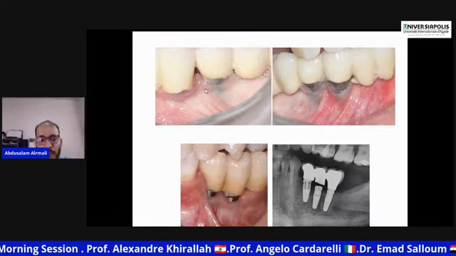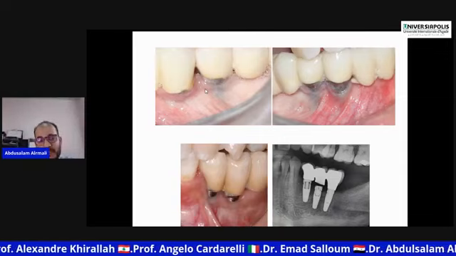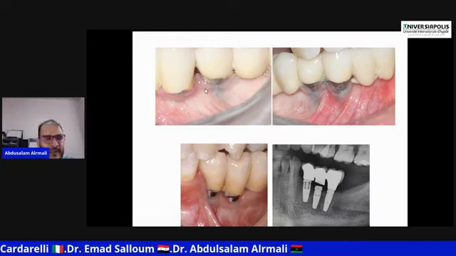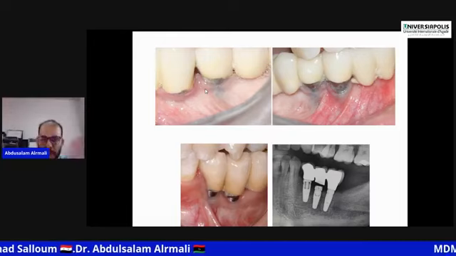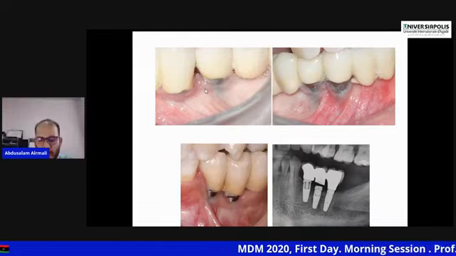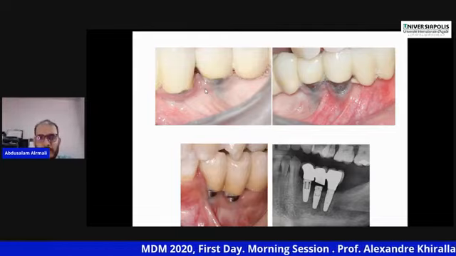This is a very common problem with immediate implant placement, that the shadow of the implant or the shadow of the abutment statically appears with time, because the bundle bone completely relapses and the buccal bone completely resorbs. And this is one of the most common problems with immediate implant placement.